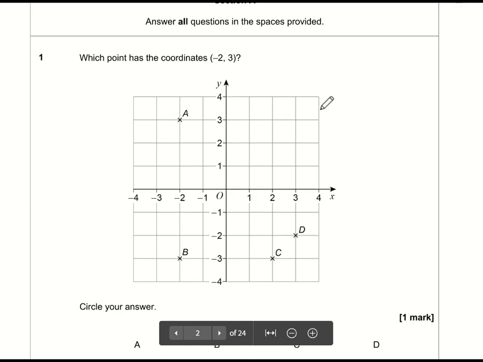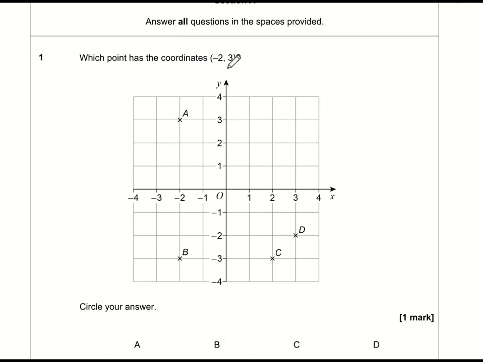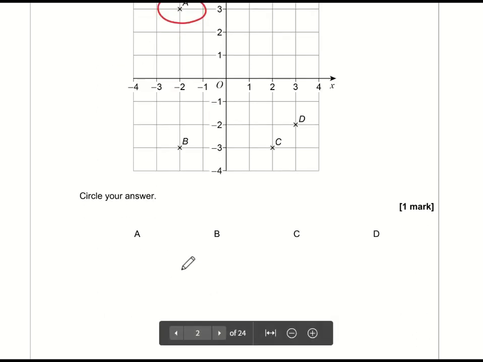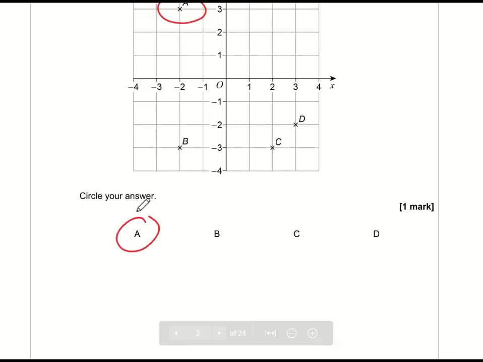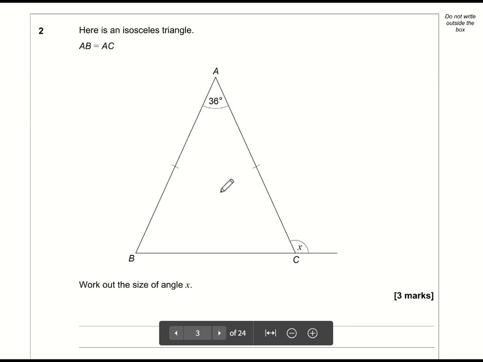So which point has the coordinates -2, 3? Remember, we go along the corridor and up the steps, so we're going along to -2 and up to 3, so therefore that is point A. Moving on to question number 2.